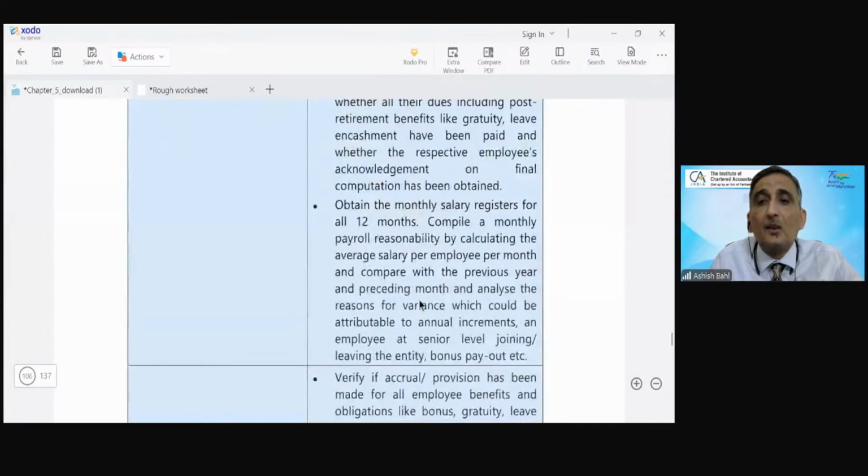Okay. So obtain the salary register and ensure that salary and wages have been booked for all the 12 months. So it would ensure completeness. Even if the salary has not been paid for a month, say for the month of March, then ensure that adequate provision has been made in the books of accounts.